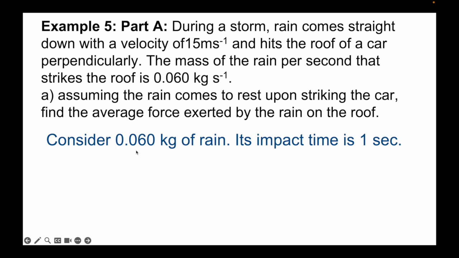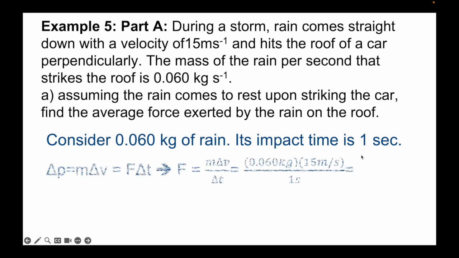If we consider that this amount of mass of rain has an impact every 1 second, let's figure it out in this case, this kilograms of rain. So we have our impulse is equal to mass times velocity, which is equal to force times time. Our force is mass times velocity over time. We can plug in to find the force of 0.90 newtons every second. So find the average force exerted by the rain on the roof. Well, this is going to be 0.9 newtons every second.